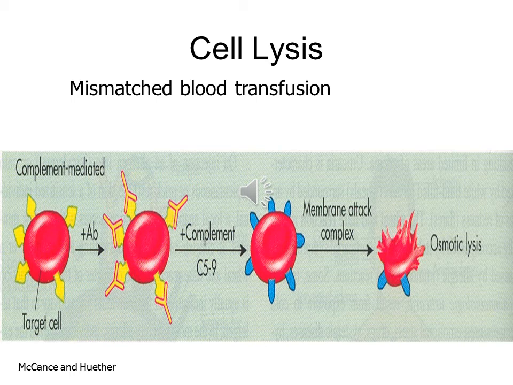Here we see cell lysis as the result of complement attaching to the membrane and damaging the cell membrane. As a result of damage to the cell membrane, the cell dies. This is what happens when we're given a transfusion of the wrong blood type. It is also a problem with Rh incompatibility.